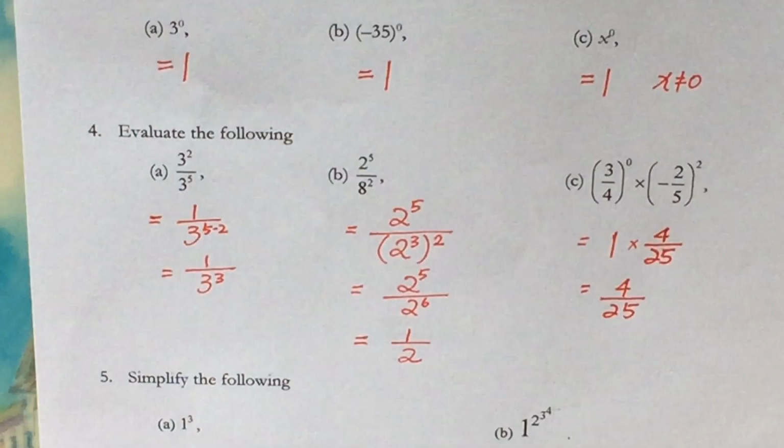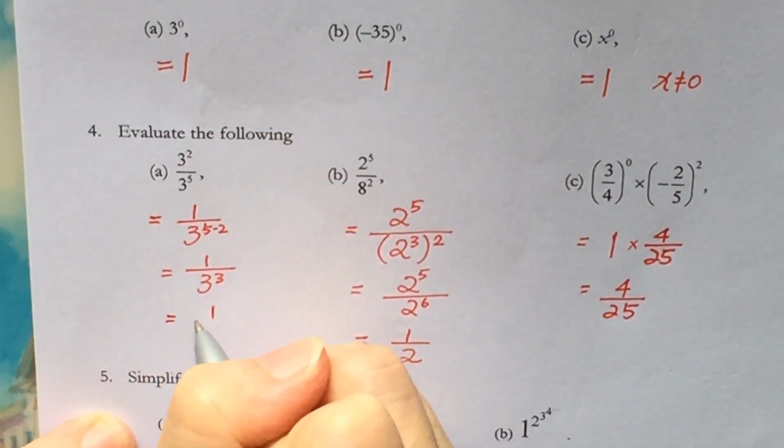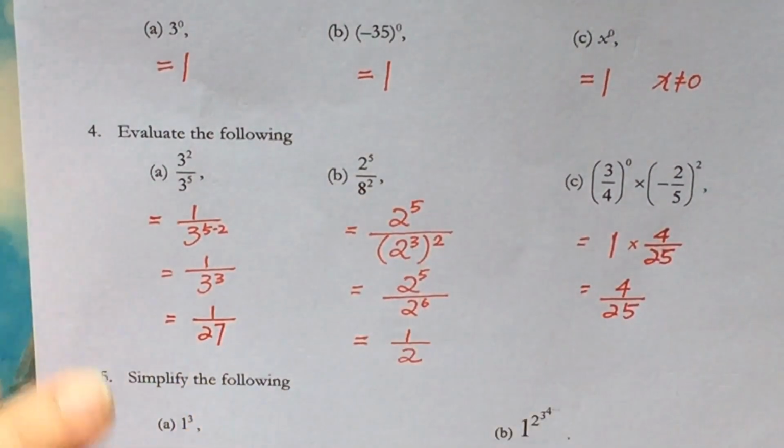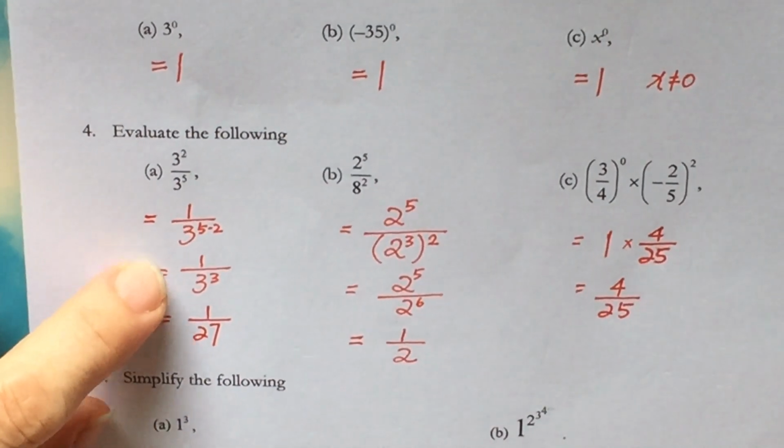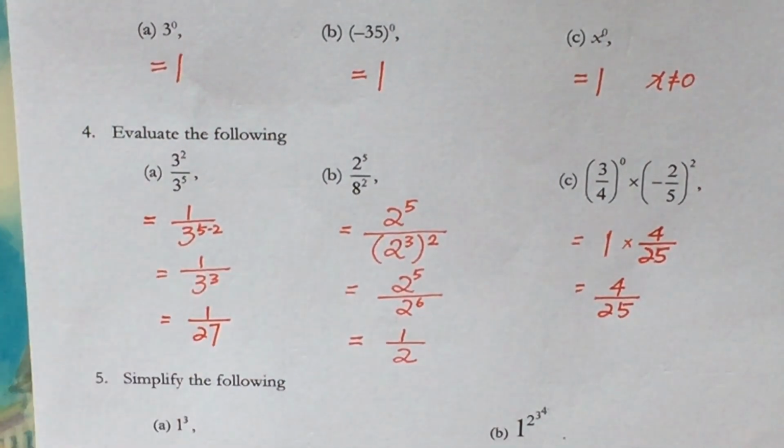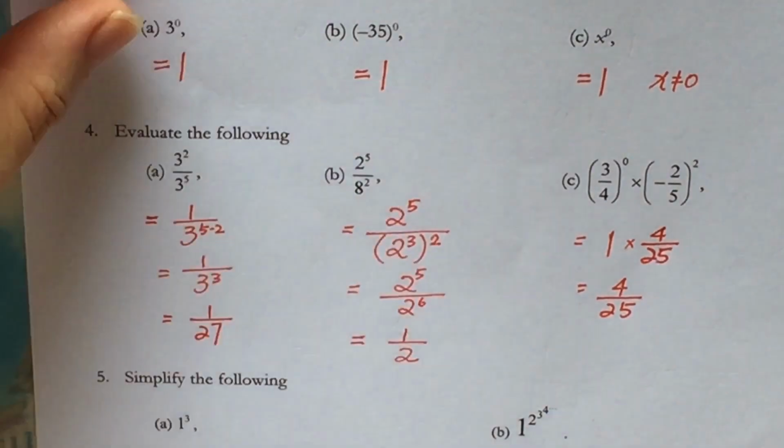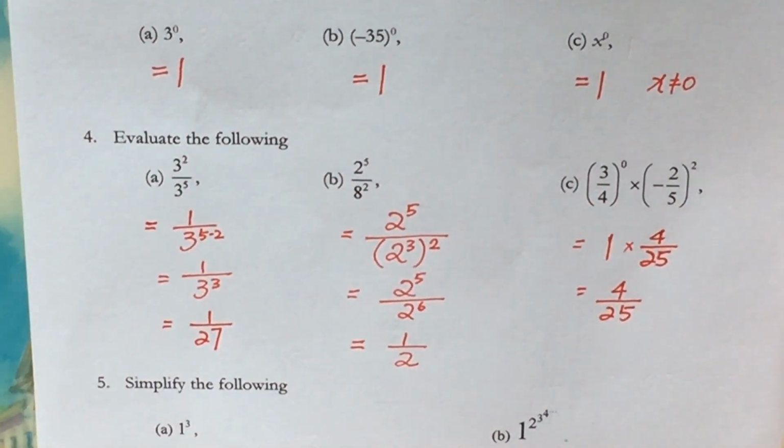You want to evaluate the value, so this is 4 over 25. You don't have to put it, oh sorry, this one you have to put it to be 1 over 27, because you want the value. You are not expressing it in terms of indices. So you must check what the question wants. Like the previous question, we put it to be index form. Okay, next one.